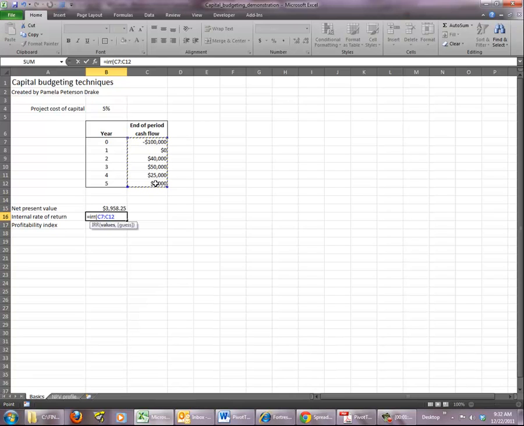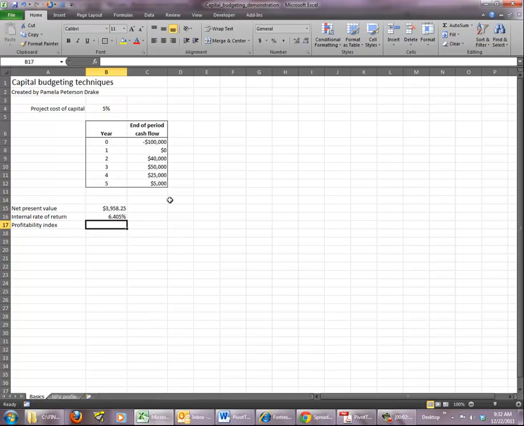If, however, you have multiple sign changes, or if you have an extensively long list of inflows and outflows, you may need to put a guess in there to help it converge. But usually you don't. So we close this out, hit enter, and we've got the internal rate of return of 6.405%.